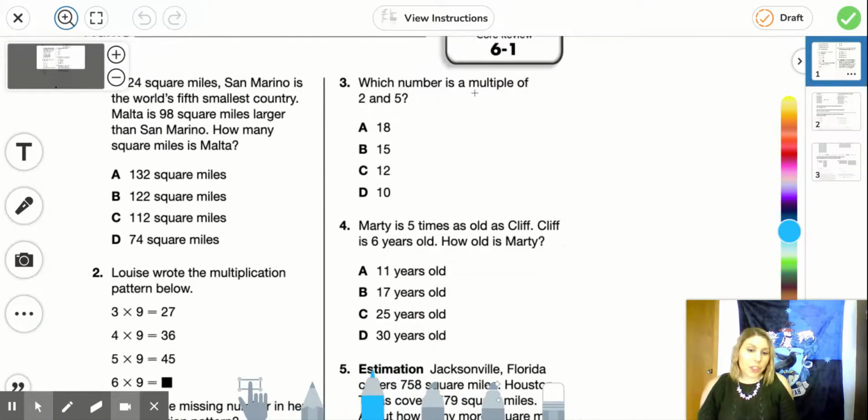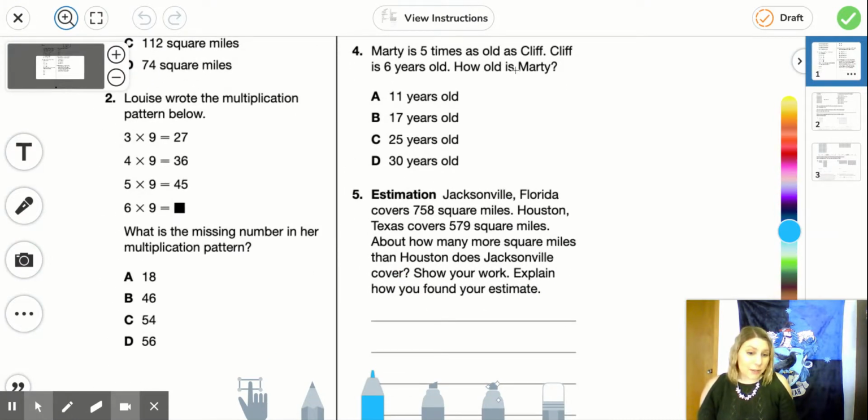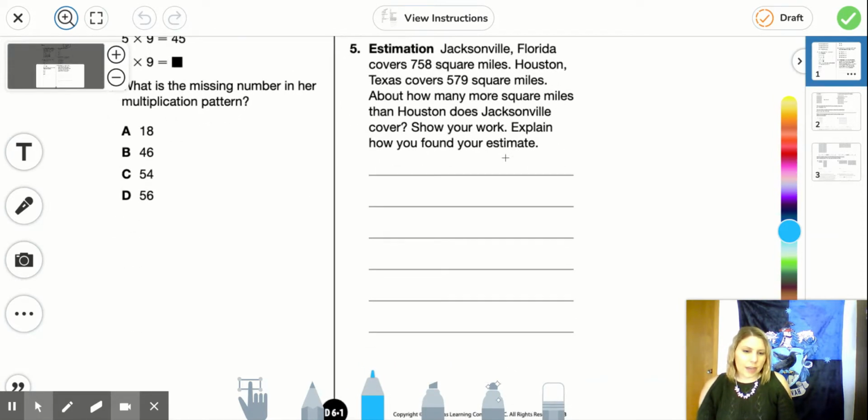Number 3, which number is a multiple of 2 and 5? And it gives you your choices. 4, Marty is 5 times as old as Cliff. Cliff is 6 years old. How old is Marty? And 5, Jacksonville, Florida covers 758 square miles. Houston, Texas covers 579 square miles. About, which is an estimate, how many more square miles than Houston does Jacksonville cover? Show your work and explain how you found your estimate. Remember, estimate is an about number.